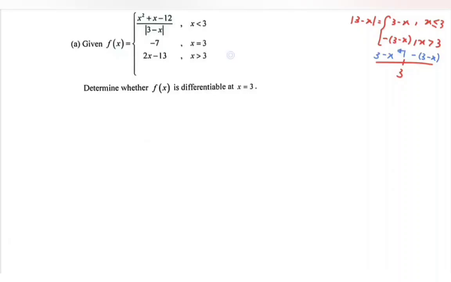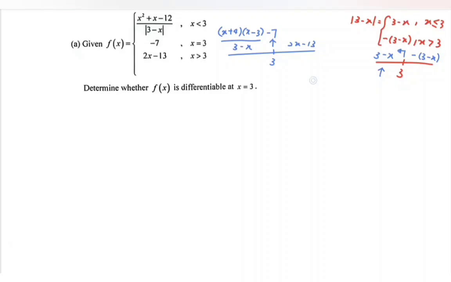Next, illustrate the situation on a real number line. Here we have the 3. If x equals 3, we have negative 7. If x is greater than 3, we have 2x minus 13. If x is less than 3, here we have x plus 4 multiplied by x minus 3 over 3 minus x. So that is based on the function given. Referring to the question, determine whether f(x) is differentiable at x equals 3.